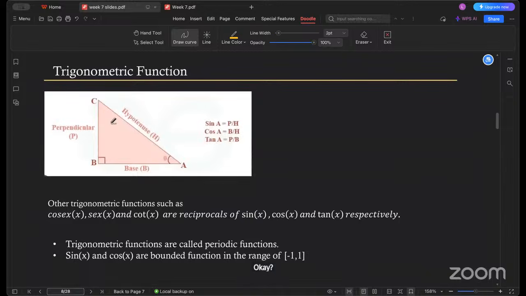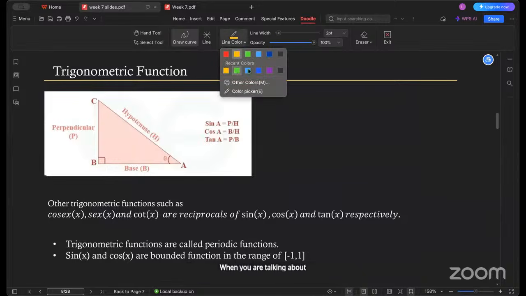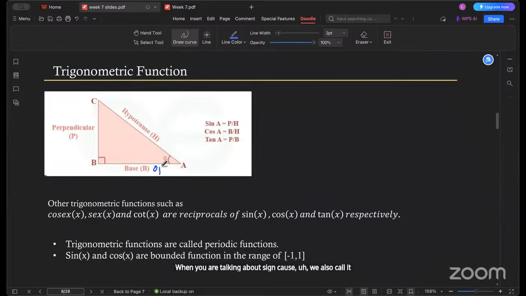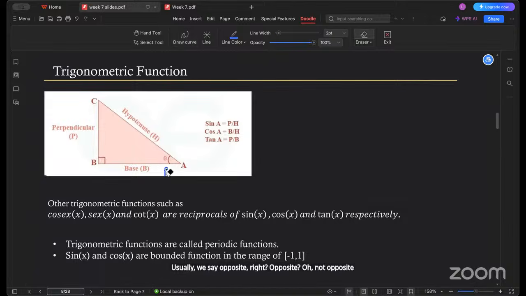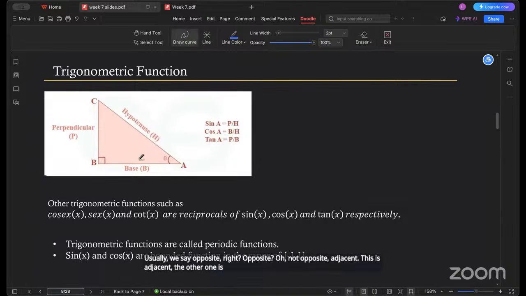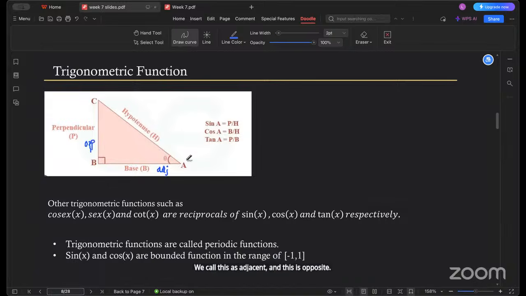So I guess you all know this, just a quick recall. In trigonometric functions, when you are talking about sine and cos, instead of base we also call it opposite. Usually we say opposite, right? Not opposite, adjacent. This is adjacent, the other one is opposite, because your angle is here. So this is the side opposite to the angle and this is the adjacent side, right?